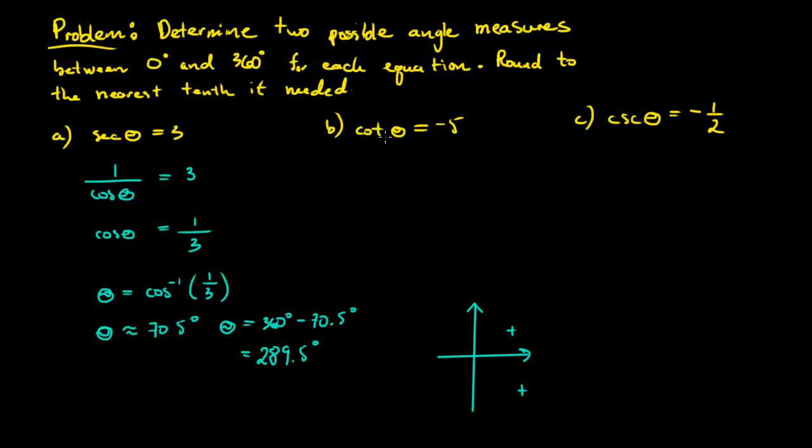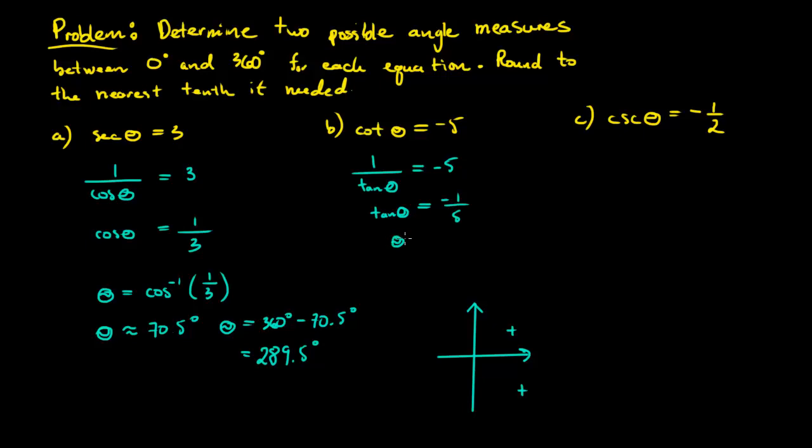So the first thing that we're going to do is rewrite this in terms of the tangent ratio. If cotan of theta is equal to -5, then 1 over tan of theta is equal to -5, and tangent of theta is equal to -1/5. Okay, so we have that tan of theta is equal to -1/5. And now we're tasked with finding theta.